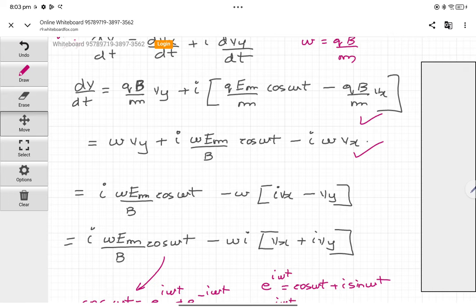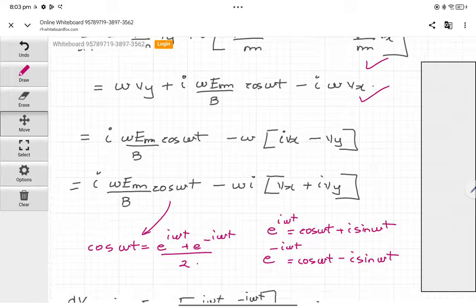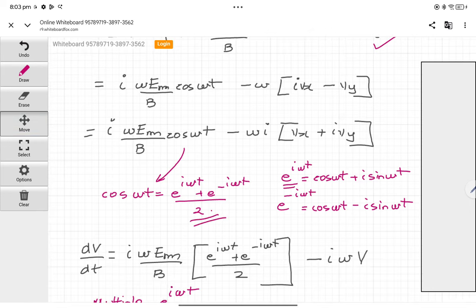And then what we are trying to do over here is simplify this further by using Euler's equation. Now what is Euler's equation? You all studied complex numbers. Euler's formula is e raised to i theta equal to cos theta plus i sin theta. So e raised to i omega t is cos omega t plus i sin omega t, and e raised to minus i omega t is cos omega t minus i sin omega t. So simply put, cos omega t will be e raised to i omega t plus e raised to minus i omega t, divided by 2.